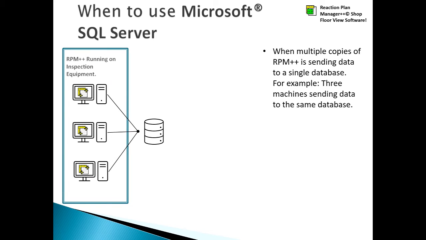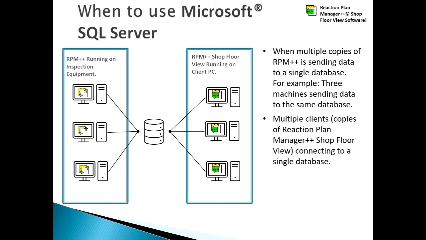When to use Microsoft SQL Server. When multiple copies of RPM++ are sending data to a single database. For example, you've got 3 machines sending data to the same database. Multiple clients or copies of Reaction Plan Manager++ shop floor view can connect to a single database. This requires an instance of Microsoft SQL Server running somewhere. It could be on your network, could be on your local machine.